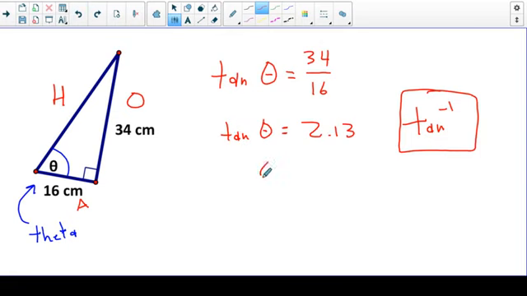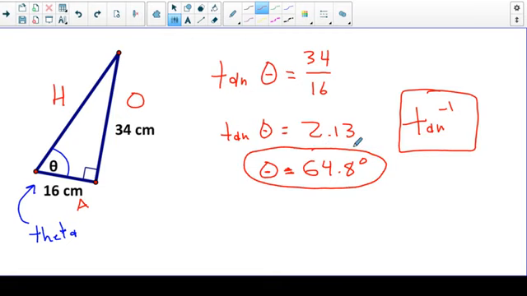Right, so your last step here, if you do this all correctly, you should end up with 64.8 degrees. So you're kind of working backwards. Here we gave you 2 sides, and you're working backwards to figure out what the reference angle was. This is the basics of trigonometry.